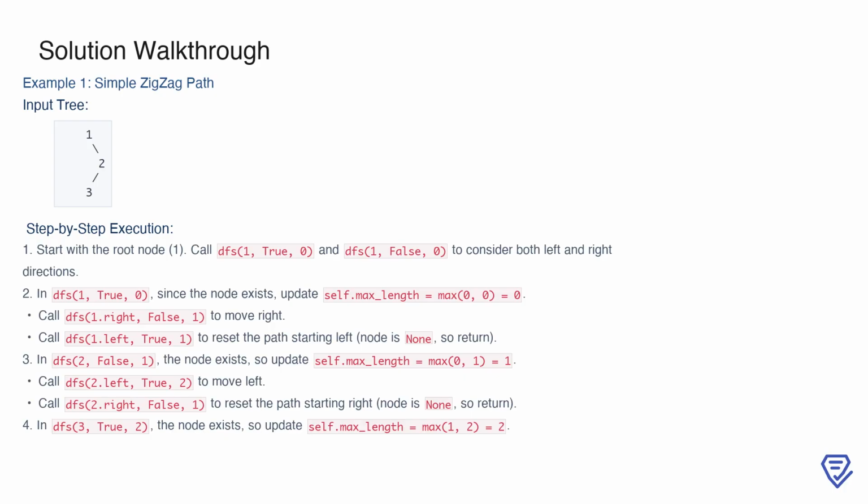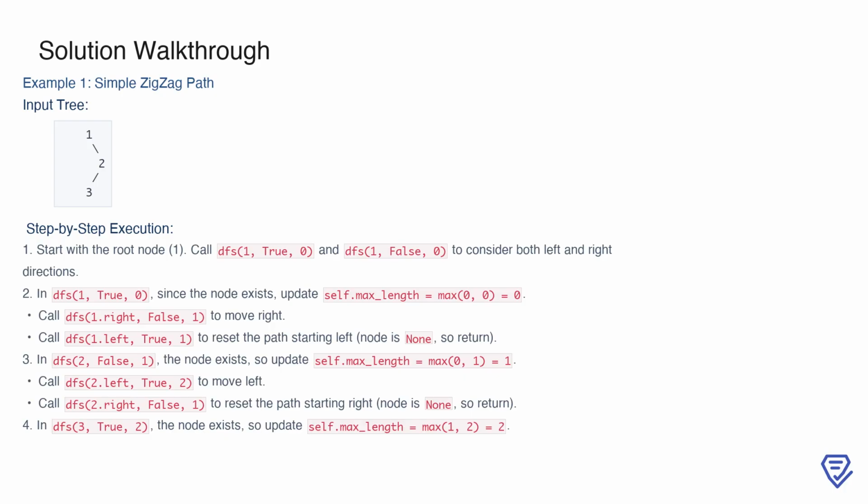For DFS(1, true, 0), we update the maximum length to 0, as no path has been established yet. Then, we move to the right child, node 2, while increasing the path length by 1. At the same time, we attempt to move left, but since there's no left child, that branch terminates immediately. At node 2, we continue the zigzag path by moving to the left child, node 3, increasing the path length to 2. This updates the maximum length to 2. At node 3, there are no children, so this branch ends.